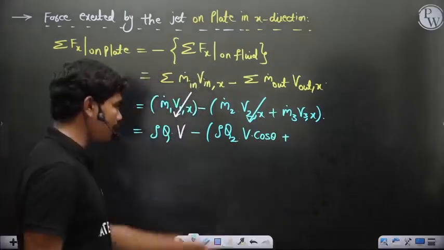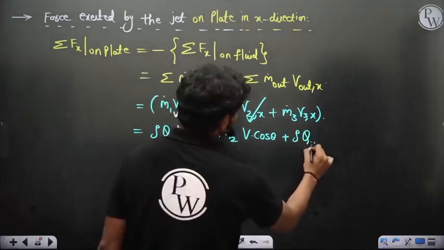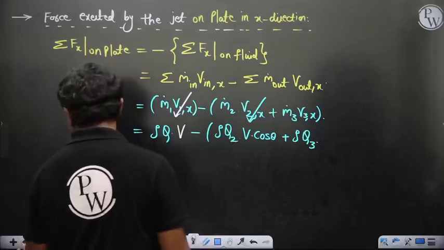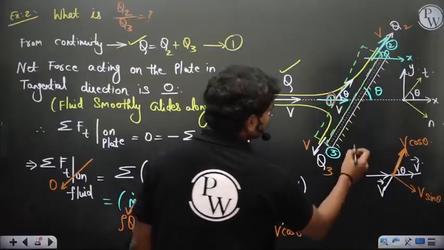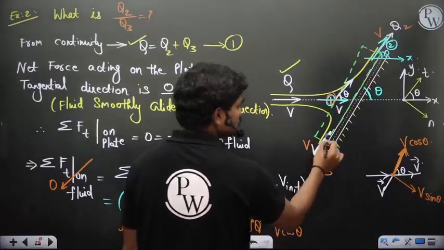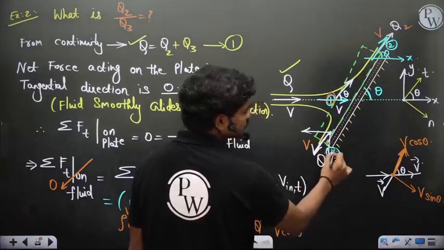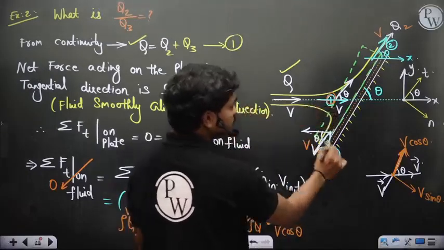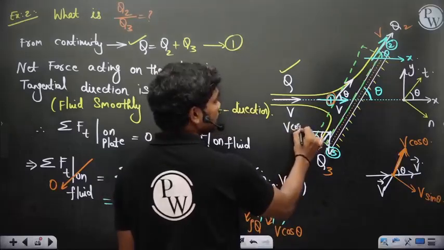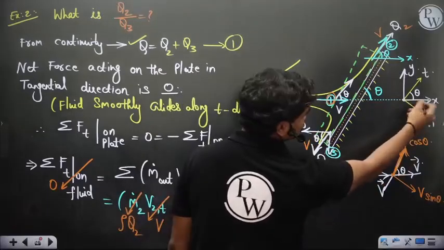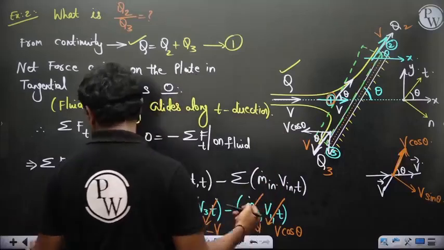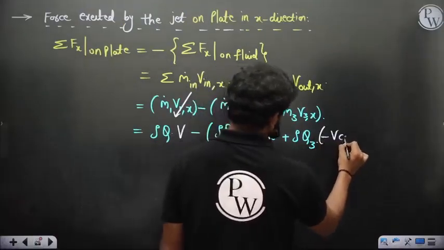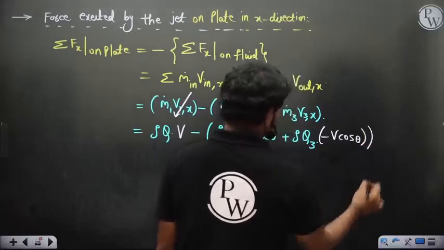Plus m dot 3, rho Q3 into v3x. So what is v3x actually? Let's see, at this point the velocity is in this direction. If you resolve this in the horizontal and vertical directions, this angle is again theta, right? Because the plate and horizontal is theta. So ultimately this is v cos theta, but it's in the negative direction, because positive x is towards right, but this v cos theta is towards left. So minus v cos theta. This is what you have.